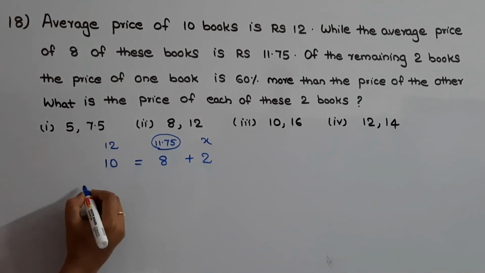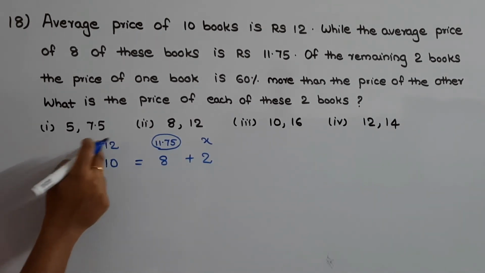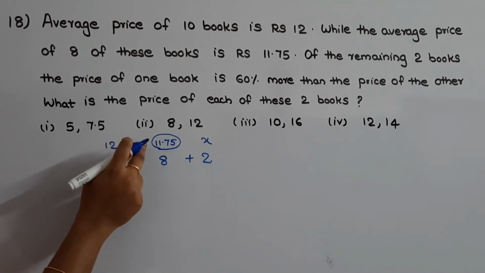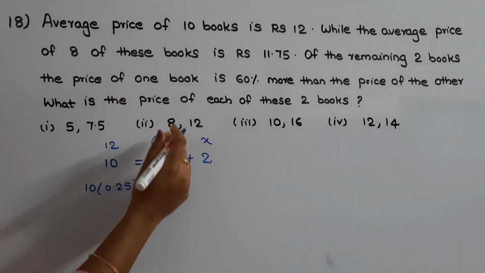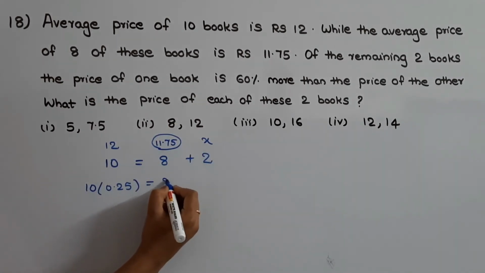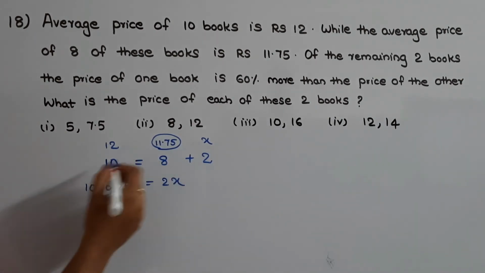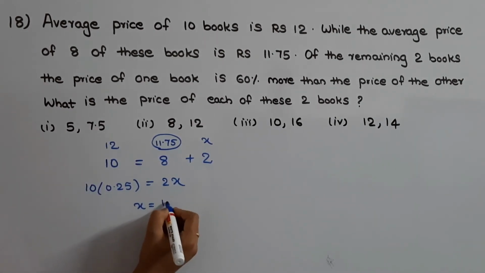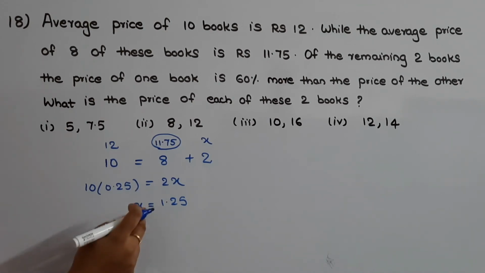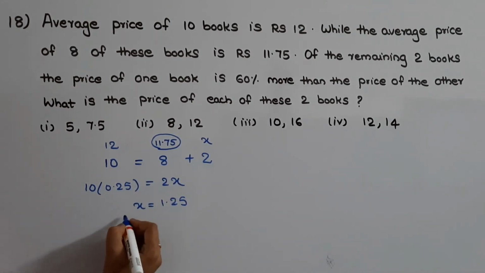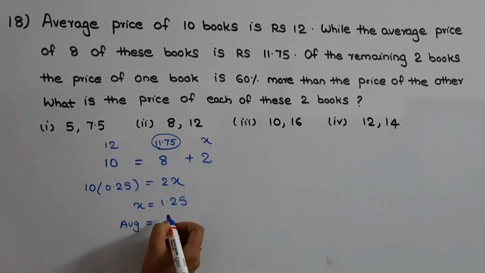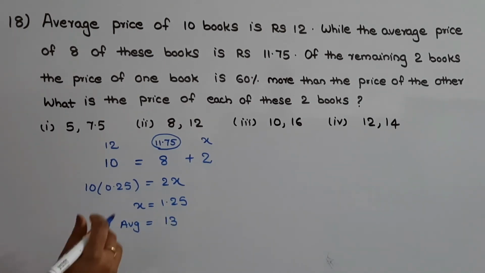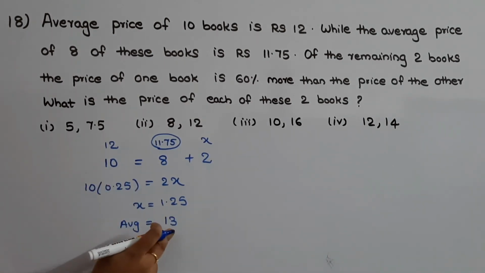Now multiply this 10 by the difference between its average and reference average, that is 12 minus 11.75, that is 0.25, that is equal to, this part will become 0 and that is equal to 2x. Now on solving this you will get the x value as 1.25. So this is the increase in the average. So what will be the average? Average will be equal to reference average plus increase in average. So that will be equal to 13. So the average of the price of 2 books is 13.